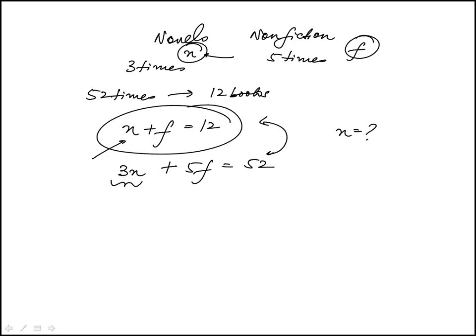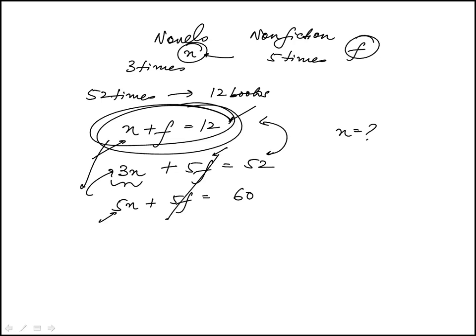I'm going to multiply this one by 5 because I want to eliminate the F term. So this would become 5N plus 5F is 60, multiplying each term. And then I'm going to subtract this top equation from the bottom one, and this term would disappear. That would become 12. And I would have 2N, which means N is 6, which is not in the answer choice, which means I've made a mistake.